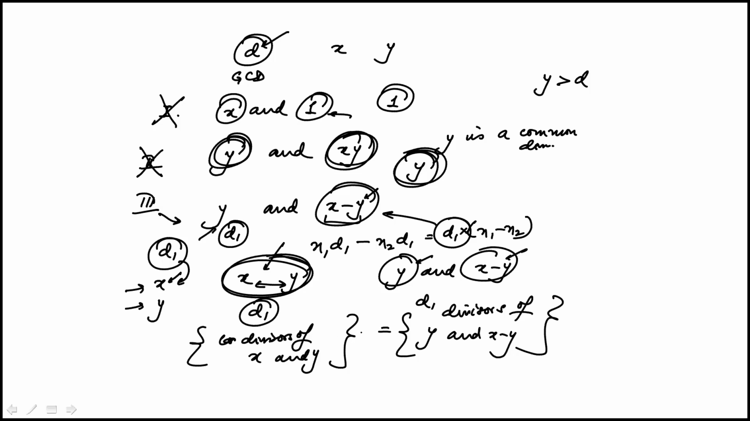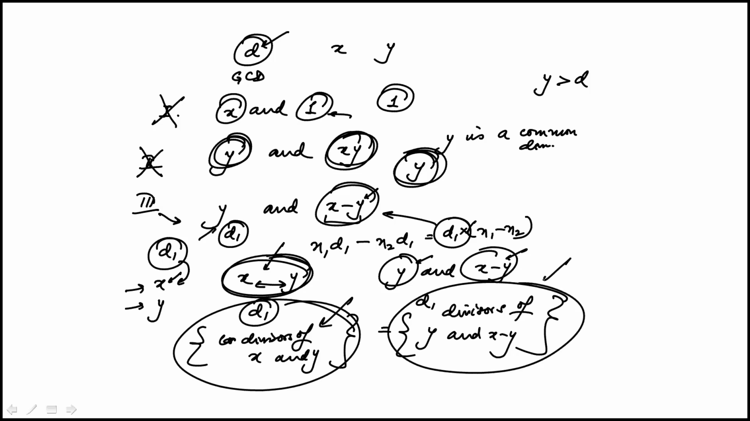That means these two sets are exactly identical. And that also means that the greatest common divisor in this set must also be a greatest common divisor of y and x minus y. And that's why, when we're given that d is the greatest common divisor of x and y, that means d must also be the greatest common divisor of y and x minus y. So 3 is true. So the answer is 3 only.